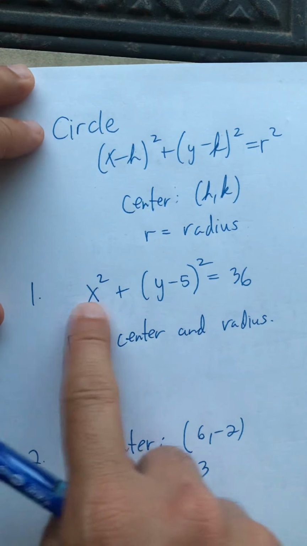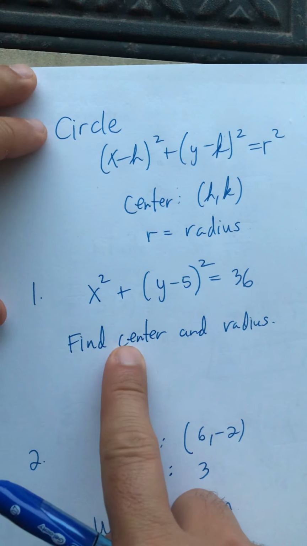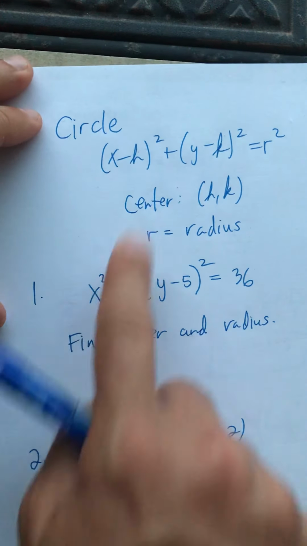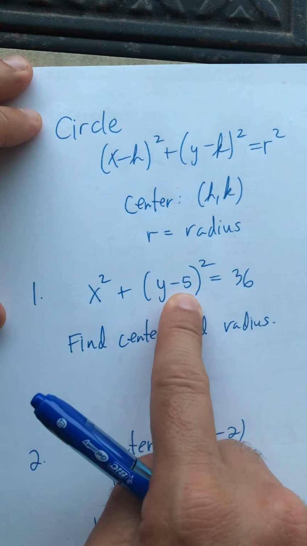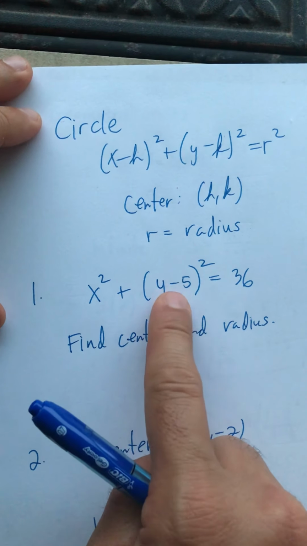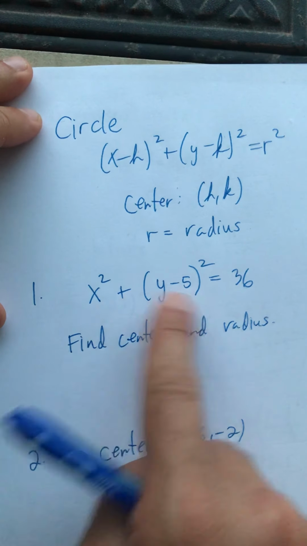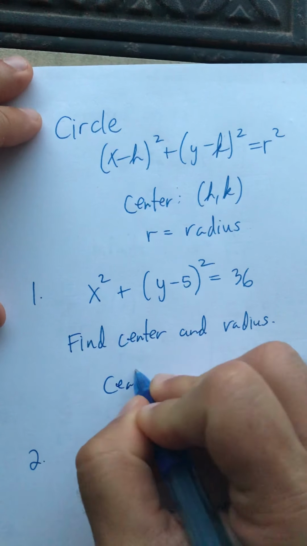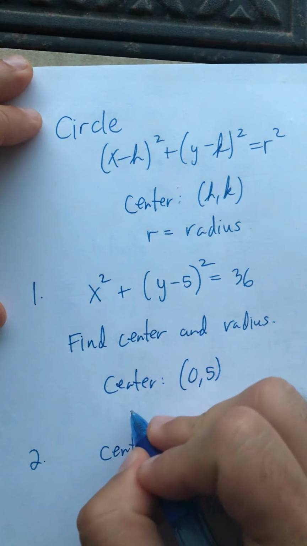First example. Here's an equation of a circle, and I want to find the center and the radius. Here, I don't see an h, so h is actually 0, and my k here is 5. It's always opposite of what you see here. I see minus 5 here, so the k is actually positive 5. So h is 0, k is 5, so the center of this circle, very simply, is (0, 5).